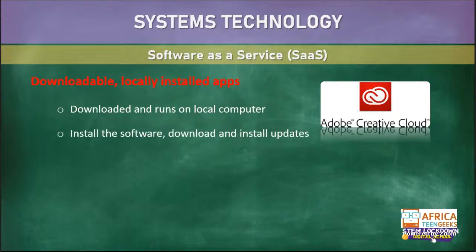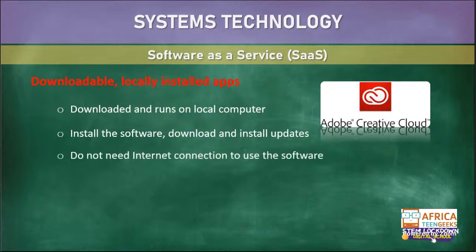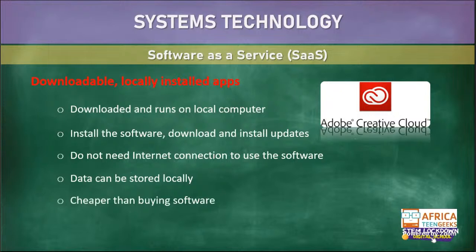Now you need to install the software and then download and install updates. That is for the downloaded version, as compared to the cloud-based. The cloud-based, you don't have to do updates. It's done automatically on the server where the application is hosted. Whereas if it's downloadable, then you have to install updates. And you do not need an internet connection to use the software. Data can be stored locally as well as on the cloud. And then it's cheaper than buying software.